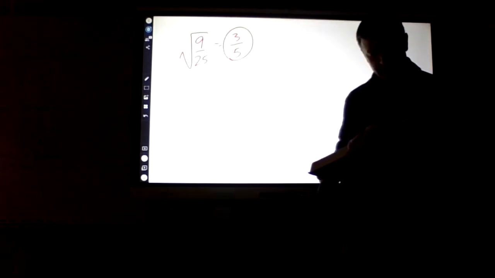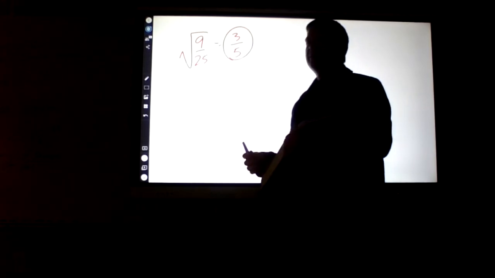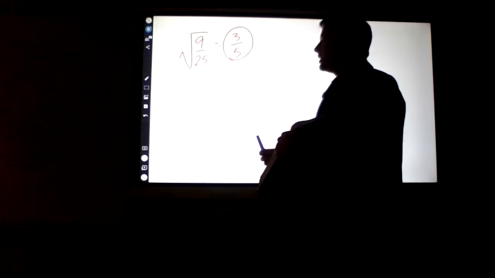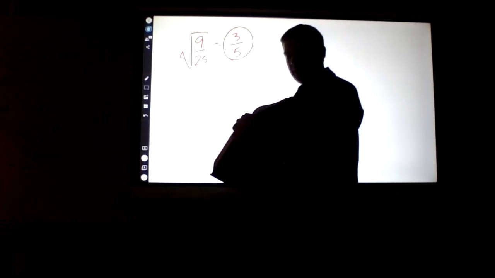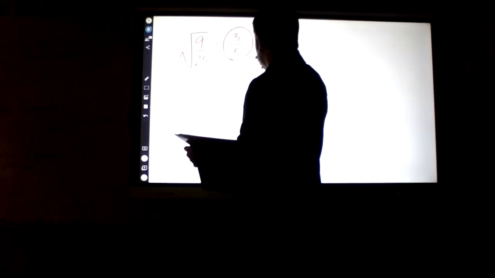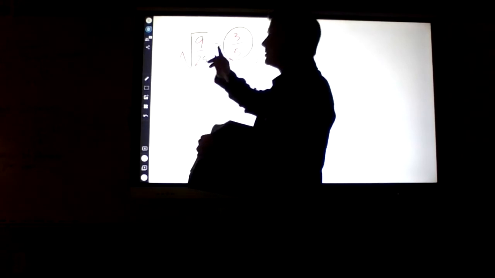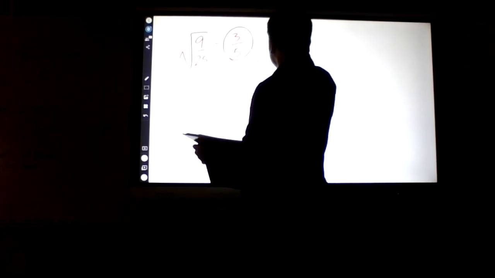Wait, what's different on B? Oh, it's a negative. What happens on B when you have a negative exponent? Negative exponents flip. Good job, buddy.